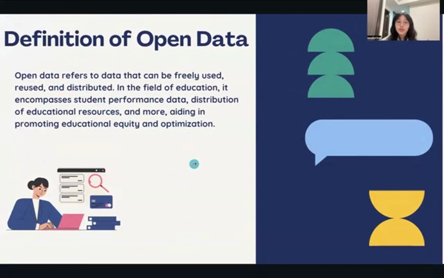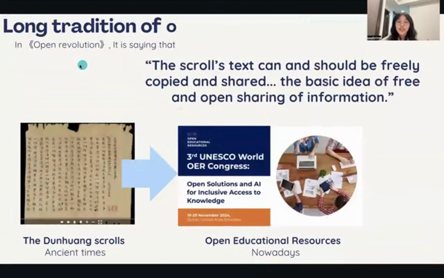Open data mainly refers to data that can be freely used. In the educational field, it contains student performance data and distribution, which helps promote educational equity and optimization.